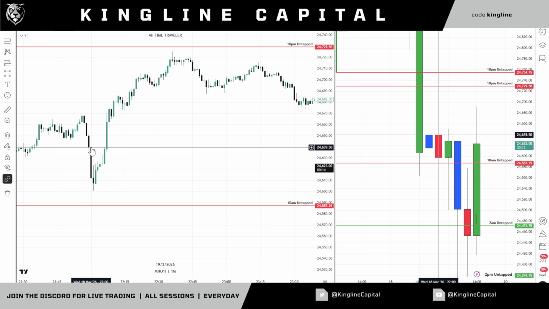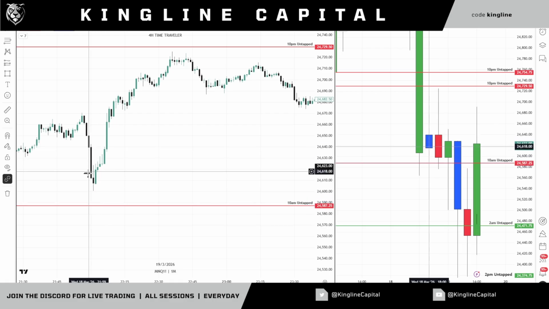Look at this 10 o'clock candle. This is the opening candle. And you have this level marked out down here. Okay. And this drives down and you get in short.